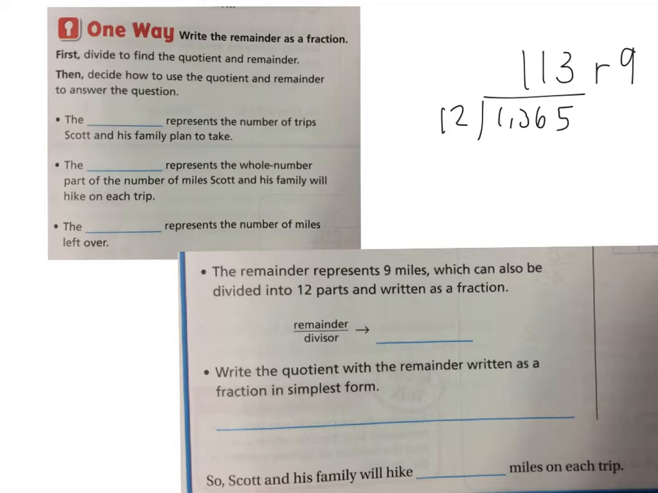So we know that there were 9 miles left over that he wants to divide evenly by those 12 trips. So he could do the remainder over the divisor, or 9 over 12, right? And then, as Matthew said, 9 over 12 can be simplified. So it says write the quotient with the remainder written as a fraction in simplest form. So how can we simplify 9/12? We can simplify it to be 3/4, right?